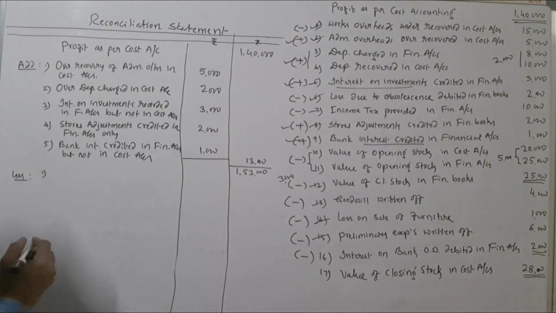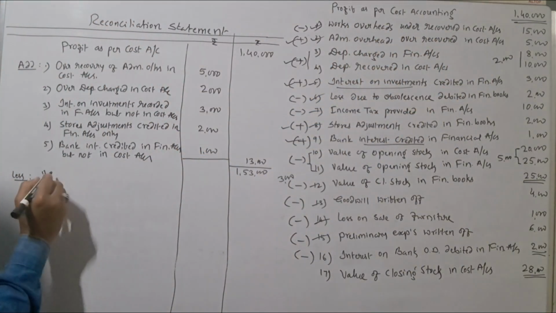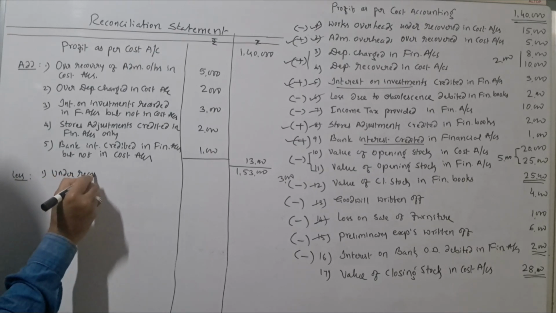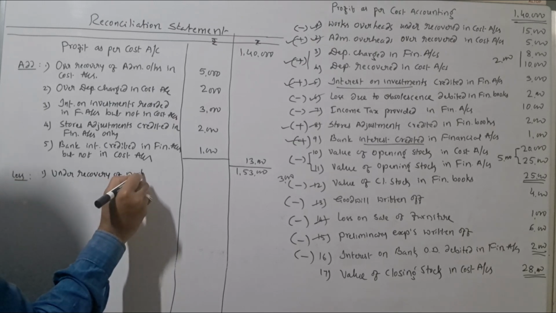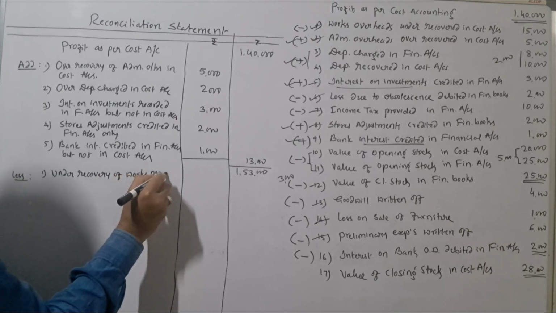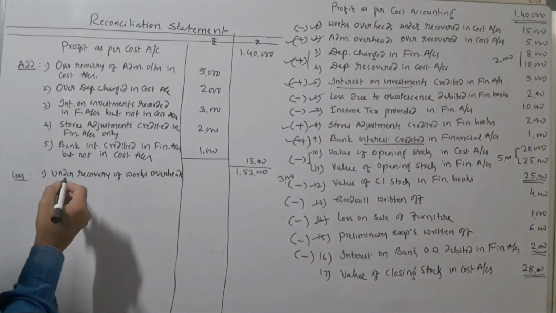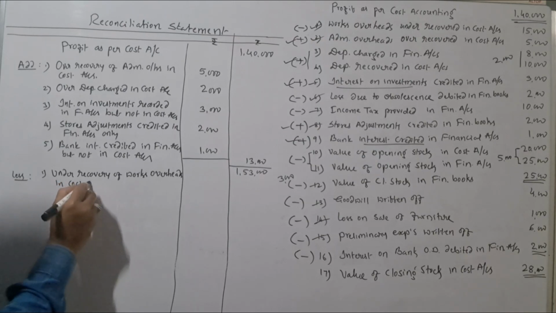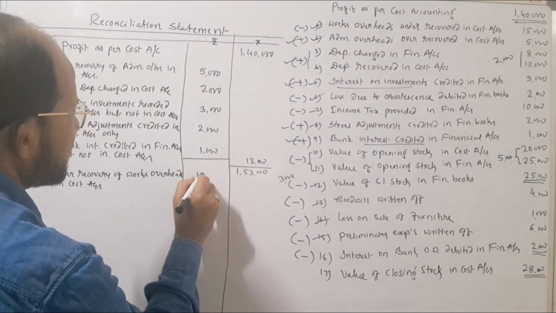Number 1, works overheads under recovered in cost accounts. Here you write under recovery of works overheads or factory expenses. Works overheads in cost accounts. What is the amount? Rupees 15,000.